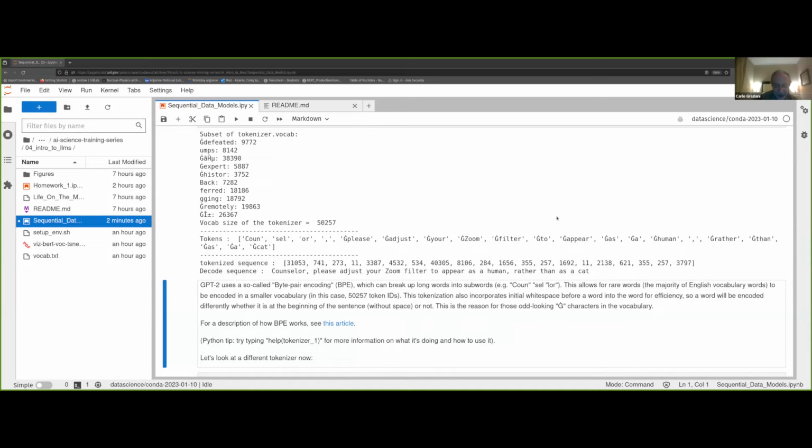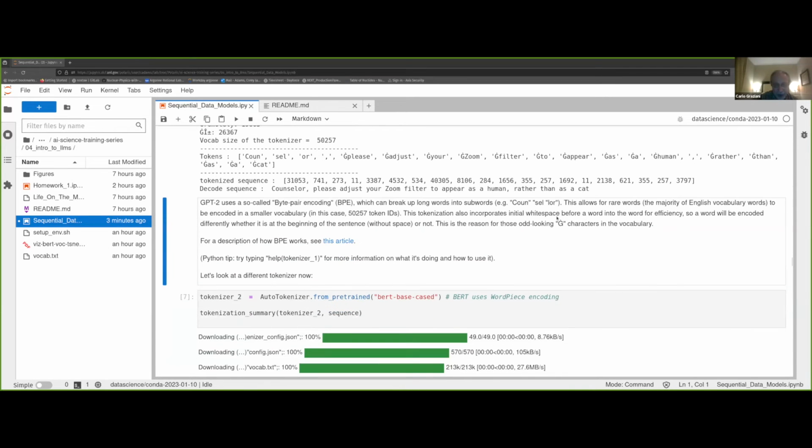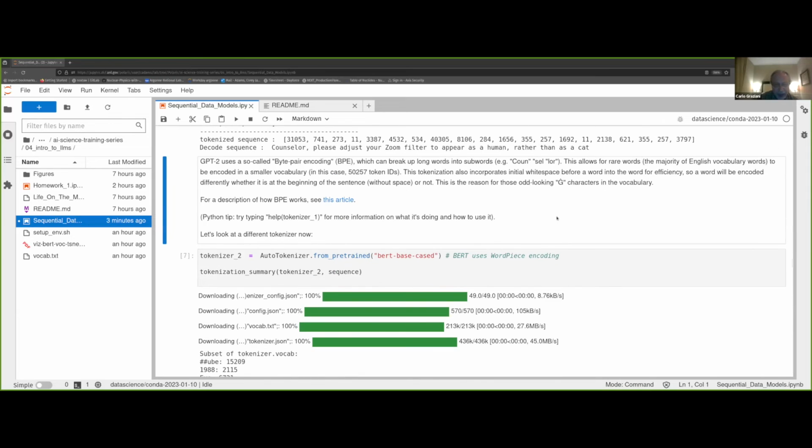And if you want to see in more detail how byte pair encoding works, you should click on that link. And if you want to look at the library, just type help tokenizer, I think, tokenizer 1, to see the doc string from that thing, which is something you should always do in Python, for fun and profit.